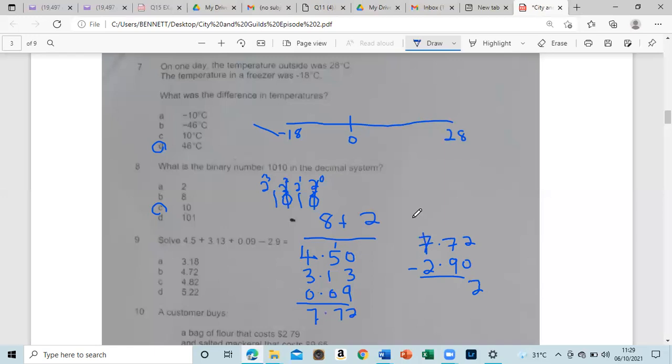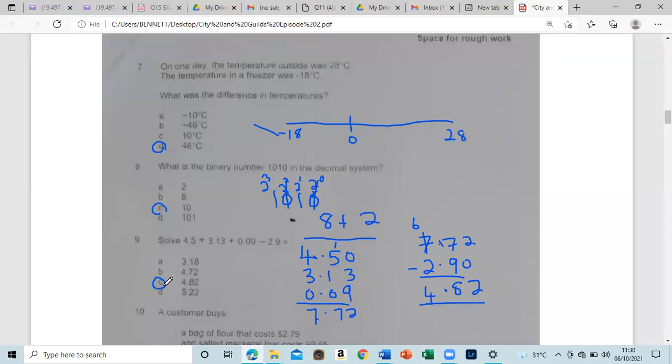Borrow 1 from the brother, right? And 9 from 17, leave 8. And 2 from 6, put a decimal point. 2 from 6, leave 4. So our answer would be 4.82. All right.